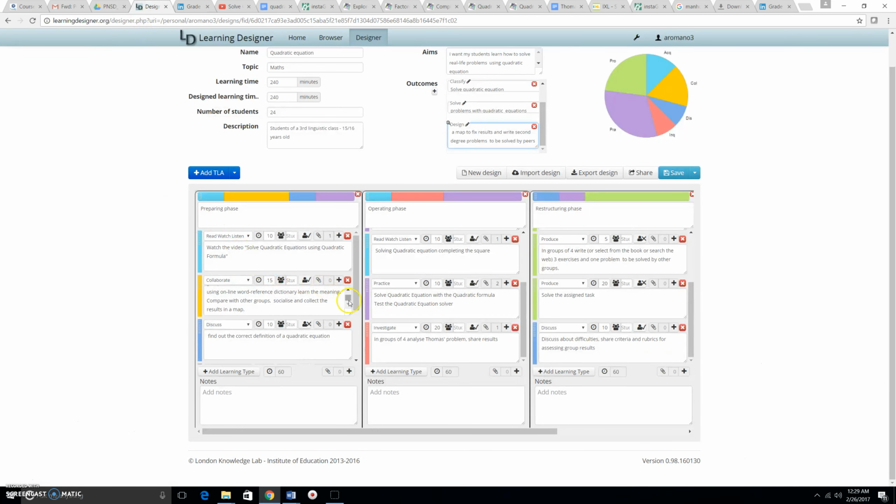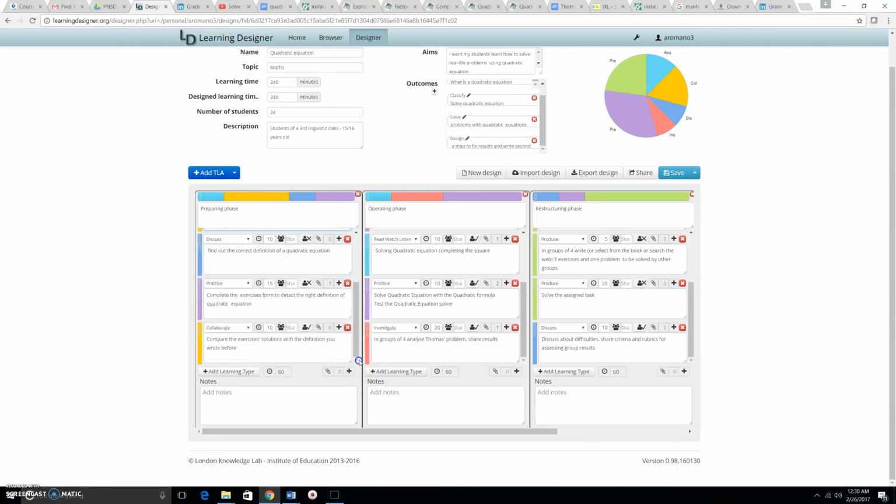The second activity after the video is a writing activity. I ask them, divided in groups of 4, to write down 5 academic words they got watching the video. And of course they have to find these words in a dictionary for understanding the right meaning. And after that I also ask them to find out the correct definition of a quadratic equation.